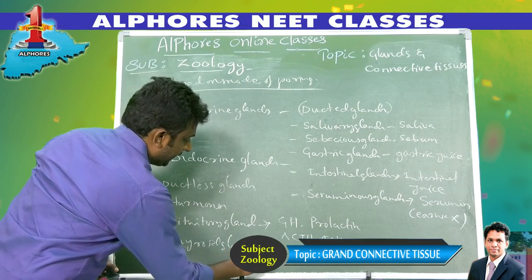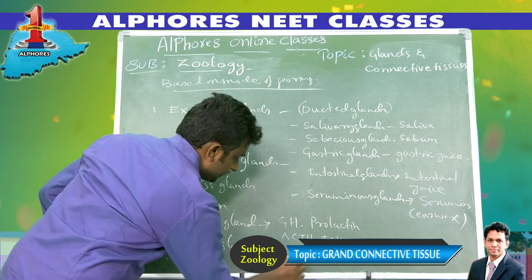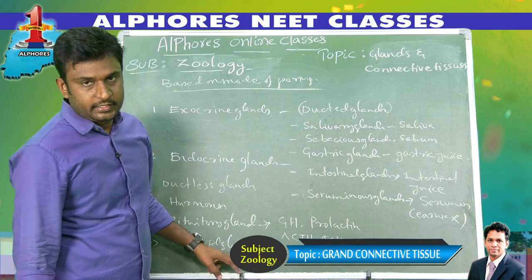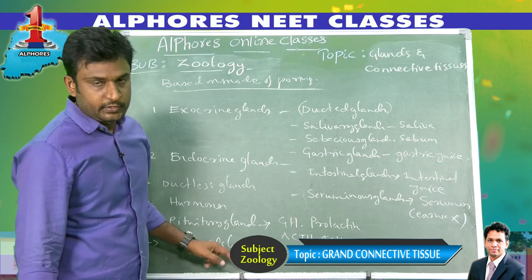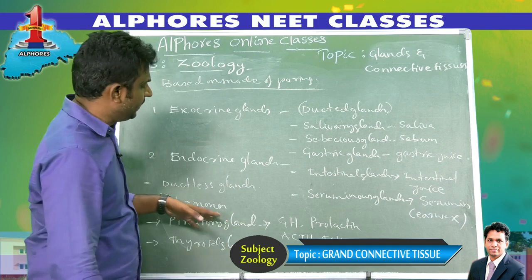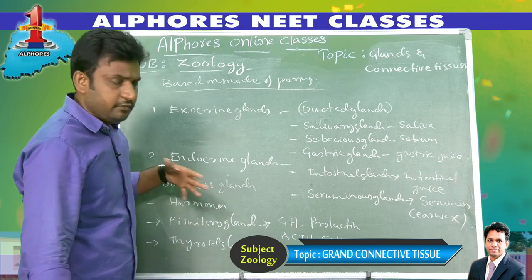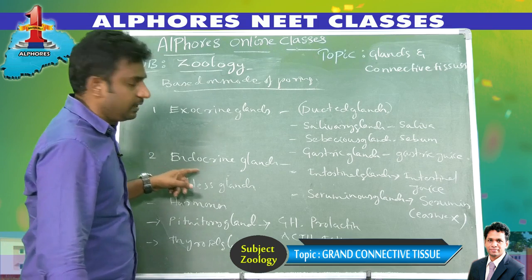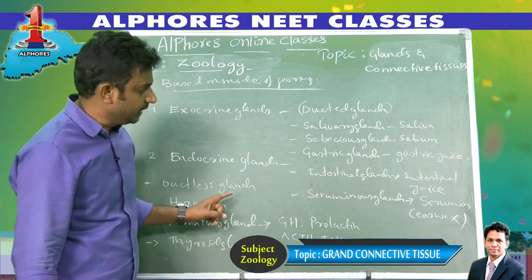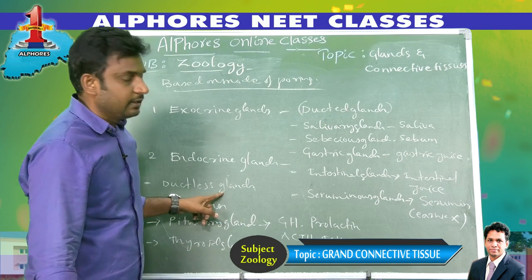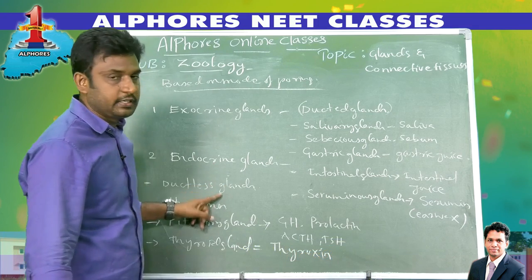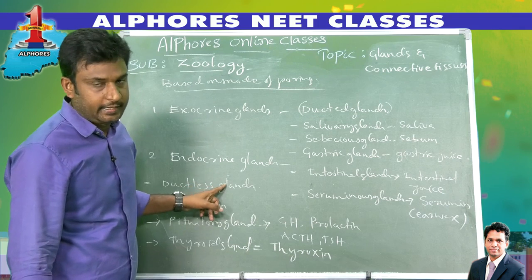The thyroid gland secretes a hormone which is called thyroxine. Pituitary gland, thyroid gland, adrenal gland, parathyroid gland: all these are the different types of endocrine glands present in our body that release hormones. All these glands are ductless glands. They release the hormones directly into the blood, not through ducts. That's why these are called ductless glands, endocrine glands.